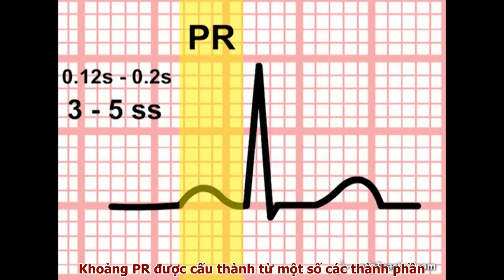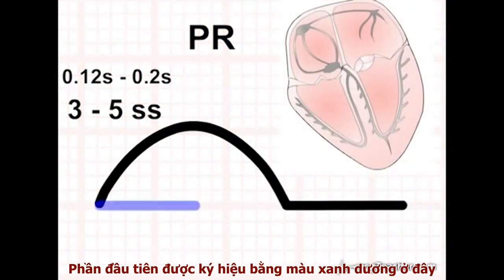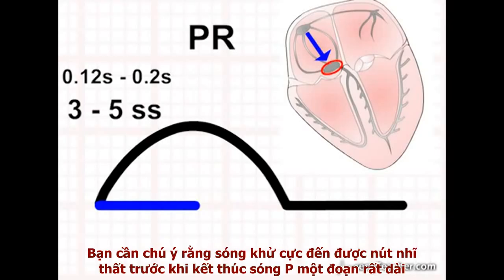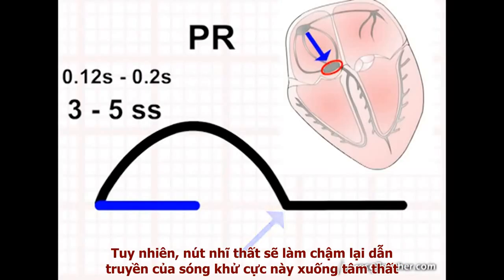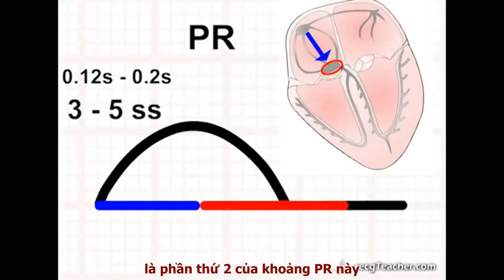The PR interval is made up of a number of elements. The first component, represented here in blue, is the time taken for the depolarization wave, normally generated from the SA node, to traverse the atria and reach the AV node. You will notice that depolarization reaches the AV node well before the end of the P wave. However, the AV node delays the transit of the impulse into the ventricles. This physiological delay in the AV node is the second major component of the PR interval.